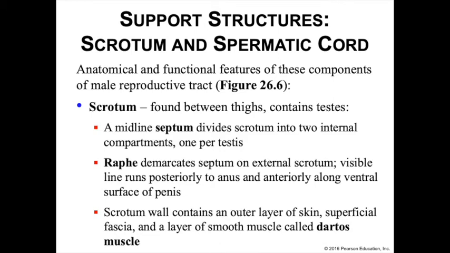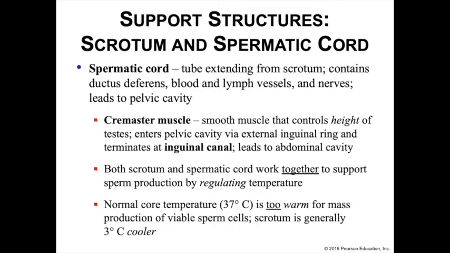We're going to have the dartos muscle, and then a cremaster muscle. These are going to help to raise and lower the testes to help to control temperature. Sperm are very picky about being produced if it's too warm or too cold. We want an ideal temperature to produce sperm. So that muscle can raise the testes up closer to the body to warm them up, or lower them further away to cool them off. So those muscles are pretty important to the actual production of sperm.